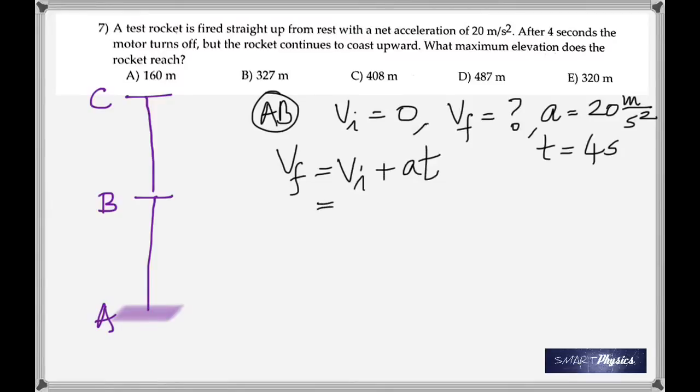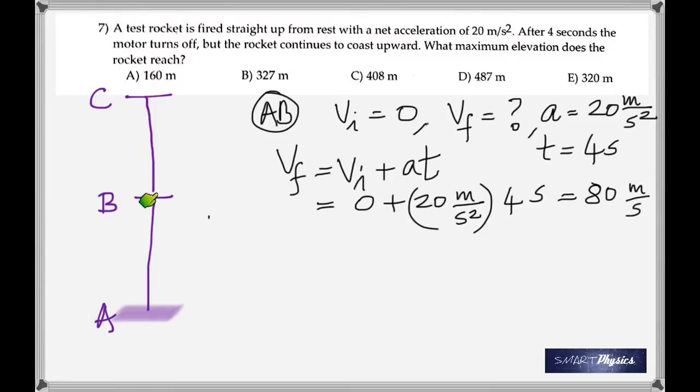And calculate that. That comes out to be 80 meter per second, right? 20 times 4. Now that would be the velocity at B. Now that is the final velocity at B, and when you consider the part BC, that's going to be the initial velocity.